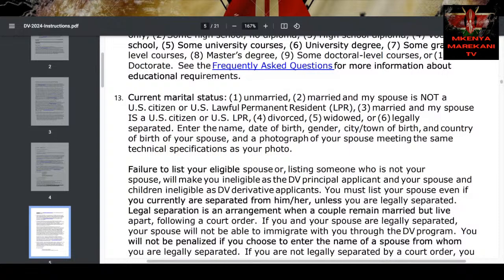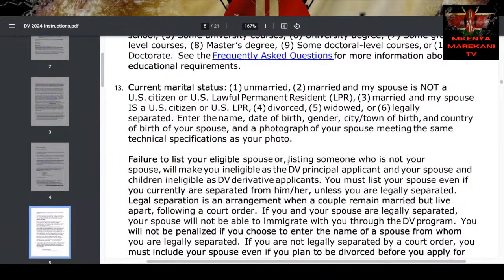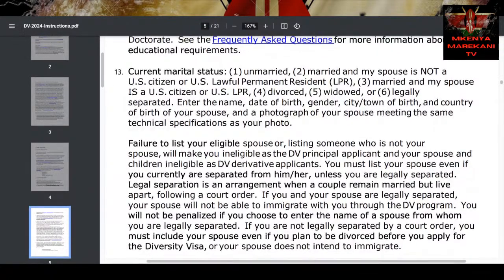But if you answered something like you're widowed and you have children who are your dependents, that's when you will now require a death certificate of your spouse. Because you cannot migrate with children as just a single parent. They have to know if you have the permission to go with those kids. And a photograph of your spouse meeting the same technical specification as your photo.